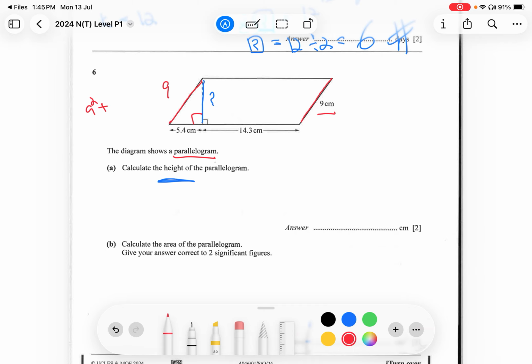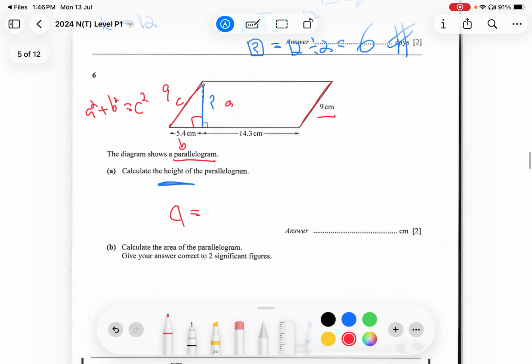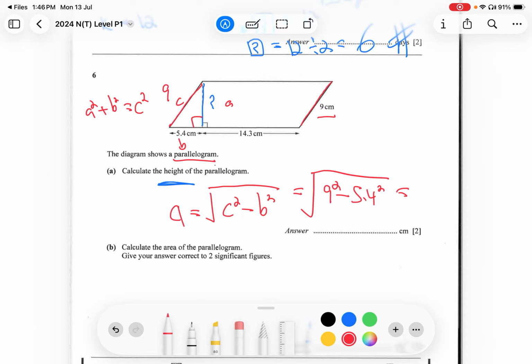Remember a square plus b square equals c square. This is the c, this is the a, this is the b. To find the a will be square root of c square minus b square, which will be square root of 9 square minus 5.4 square. That's 7.2. That's the answer, 7.2 cm.